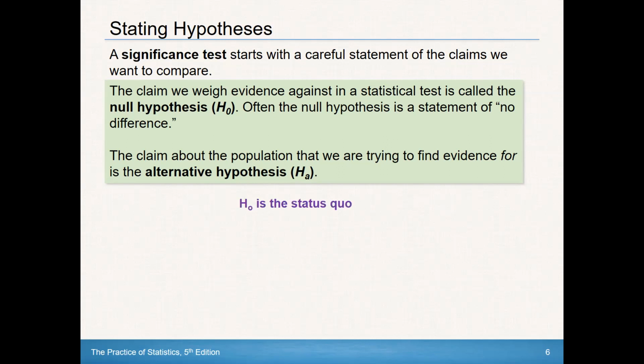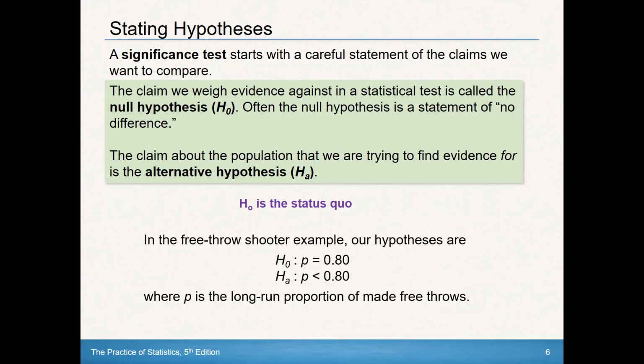H sub 0 is often just kind of, hey, the long-term trend, what I've seen historically. It's kind of the status quo. It's the, hey, let's not rock the boat. This is just the way it's been. And so that's often what your null hypothesis will do. And you'll see this as we do experiments and other things, we're trying to impose some type of treatment, and we hope we're going to see something different than the status quo. And that difference from the status quo is typically expressed as an alternative hypothesis.